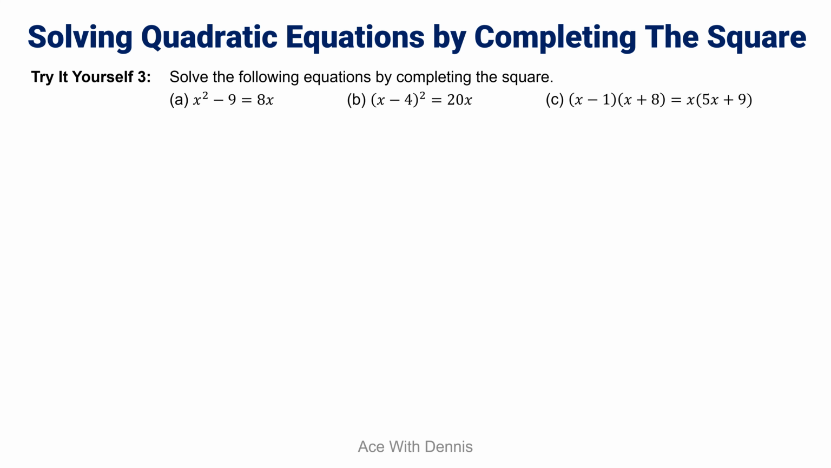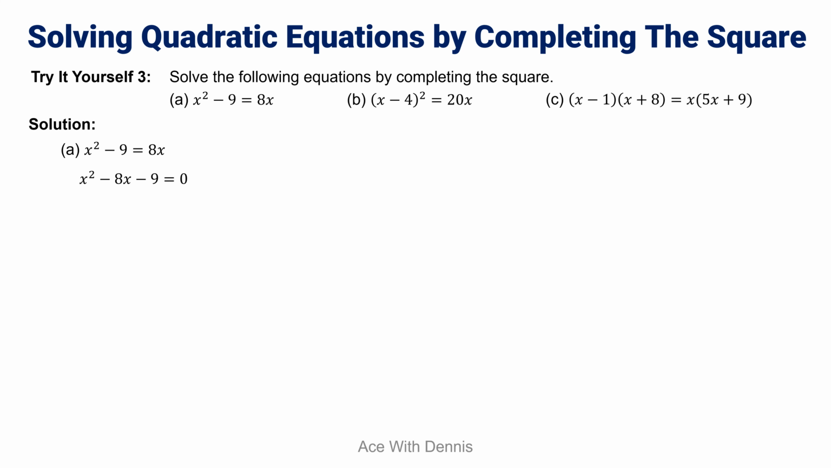Alright, here's the solution. For A, x squared minus 9 equals 8x. So I'll move the 8x to the left hand side so that the right hand side equals 0. Then the equation becomes x squared minus 8x minus 9 equals 0. Then I check the coefficient of x squared. For this case, it is 1. So I don't have to do anything.